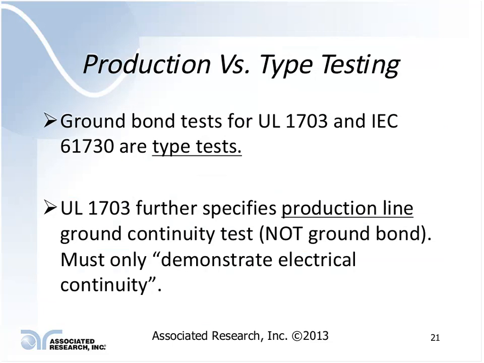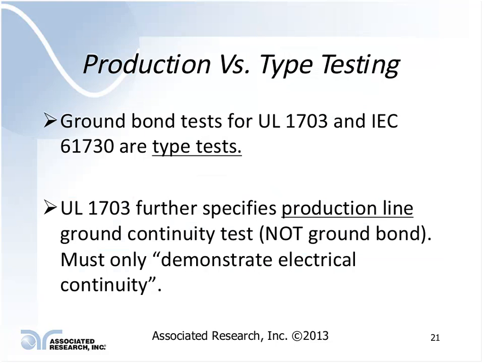There are differences too, and I've already mentioned production and type testing in a couple different guises when we were going through this. The ground bond tests for 1703 and 61730 are what we call type tests. Those are your laboratory, your sample tests, where you're grabbing a couple samples and you're running these tests. It's not required for a 100% production line. Like I said before, I think it's a good idea, but most people don't do it. There's cost and time concerns involved with that, so I get it.